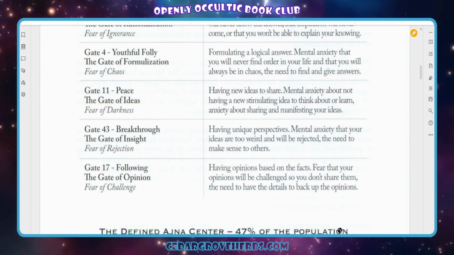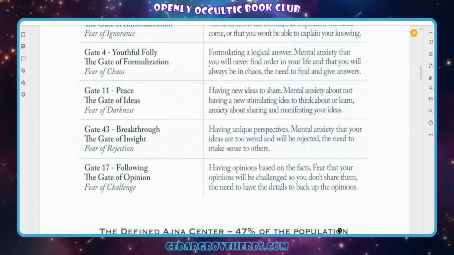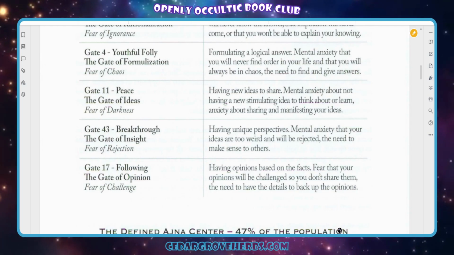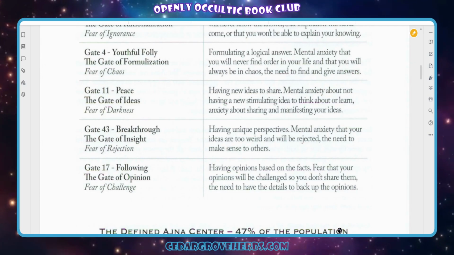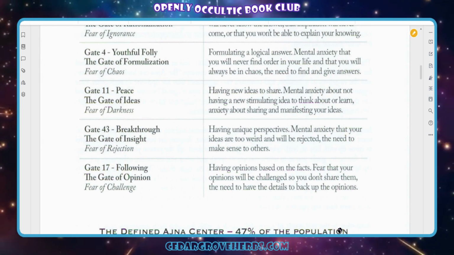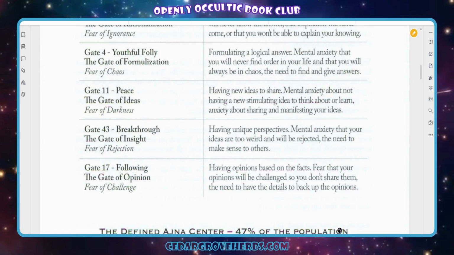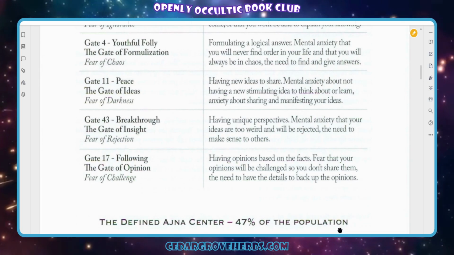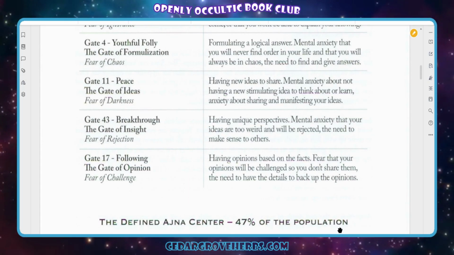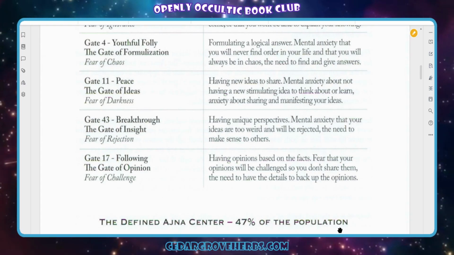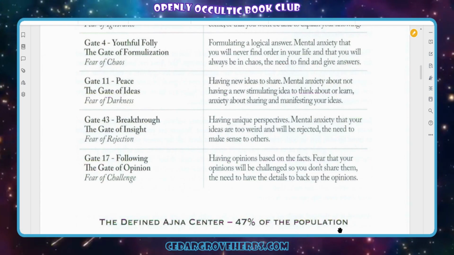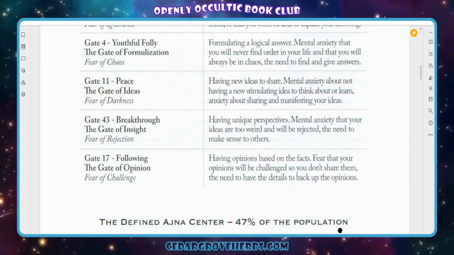Gate 11, peace, the gate of ideas, the fear of darkness, having new ideas to share, mental anxiety about not having a new stimulating idea to think about or learn, anxiety about sharing and manifesting your ideas. Gate 43, these are all gates that are in the Anja Center. And if you have it defined, then that would apply to you. Gate 43, breakthrough, the gate of insight, the fear of rejection, having unique perspectives, mental anxiety that your ideas are too weird and will be rejected, the need to make sense to others.